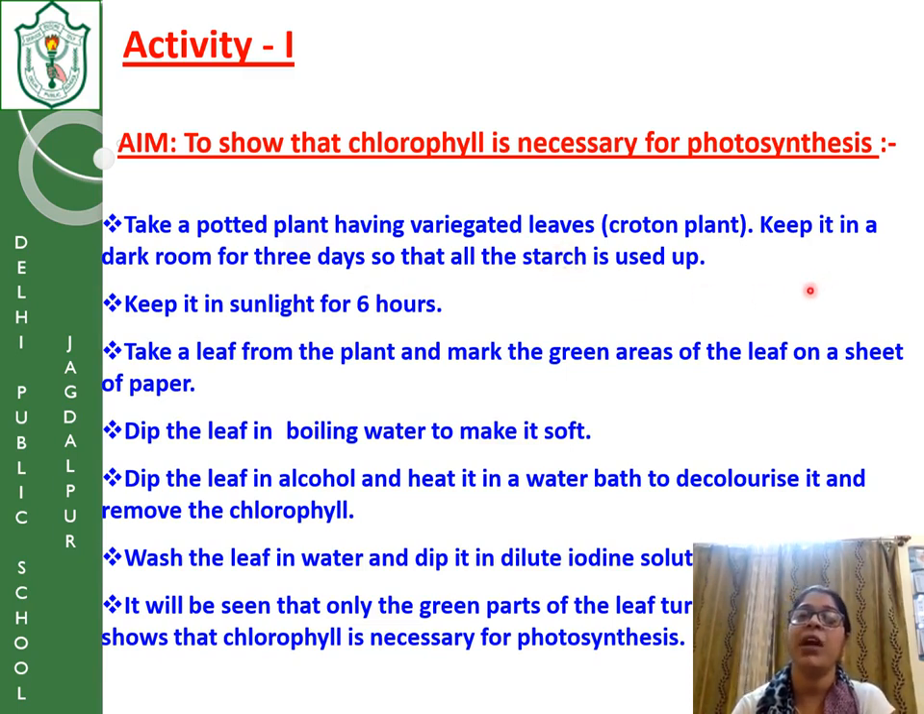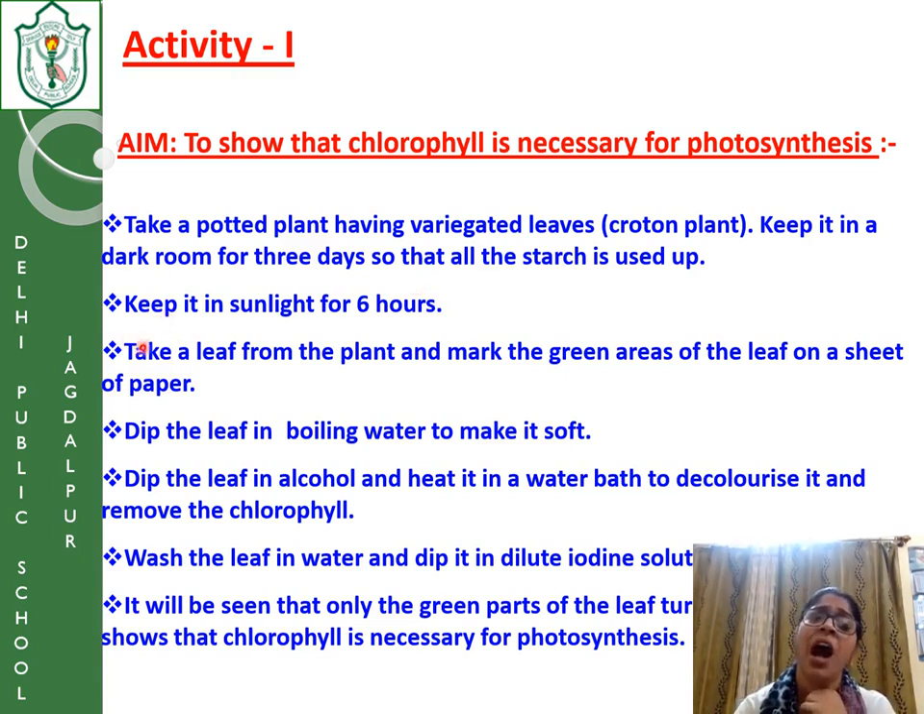Then we will keep that pot inside a dark room for 3 days. Dark room means inside the house where the sunlight is unable to reach. We will keep that potted plant in the dark room for 3 days. Why? Because without sunlight, the plants cannot do food preparation. So whatever food was stored in the form of starch is used up.